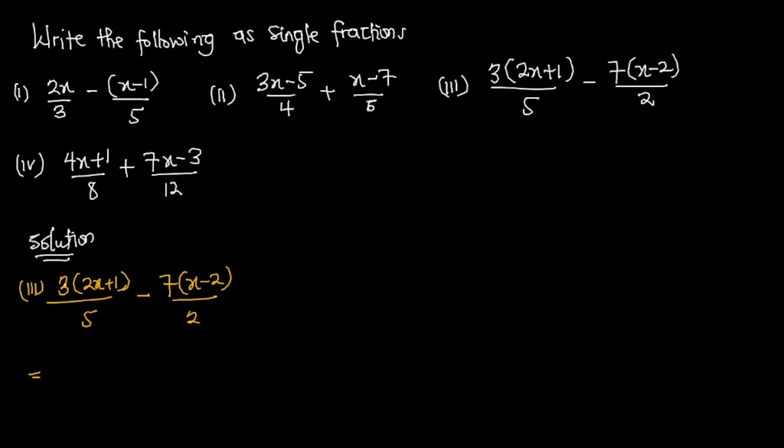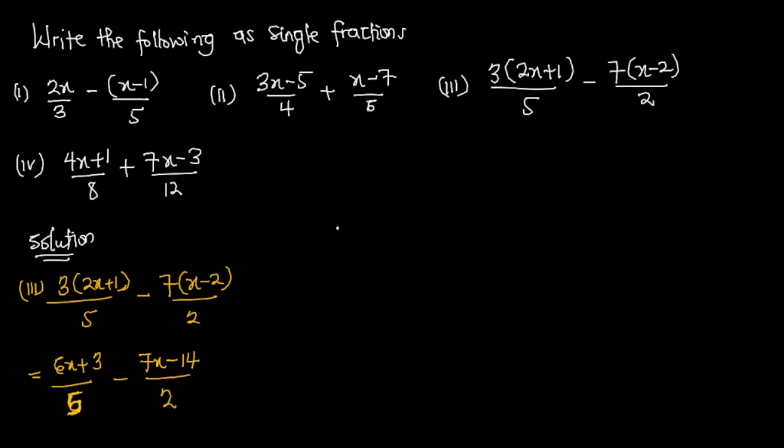So I'll do that. 3 multiplied by 2x will give me 6x, plus 3 multiplied by 1 will give me 3, then divided by 5, minus 7 multiplied by x will give me 7x, 7 multiplied by negative 2 will give me minus 14, on 2. Now from here I can go ahead and find my common denominator. Now this is 5. Let me write that well. This is 5, not 6. It's 5.